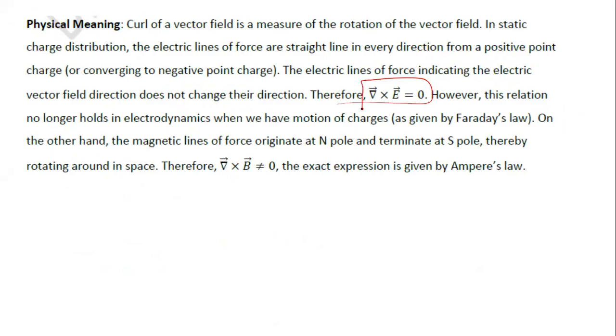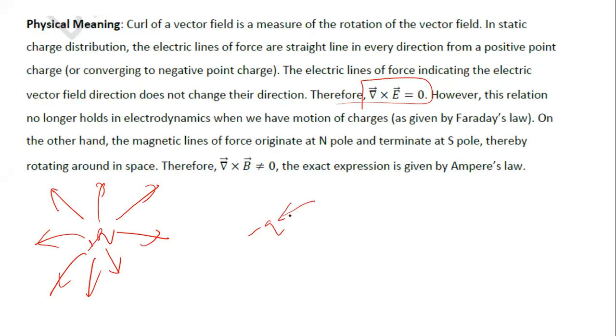Because in a static charge distribution, if it is a positive charge, electric field lines are straight lines spreading away from it. If you have a negative charge, they are straight lines converging towards that negative charge. So there is no rotation of the electric field lines if you have a static charge distribution. When you don't have any rotation of the electric field lines, curl of E is 0. That means curl of E measures rotation of the vector field in which it operates.